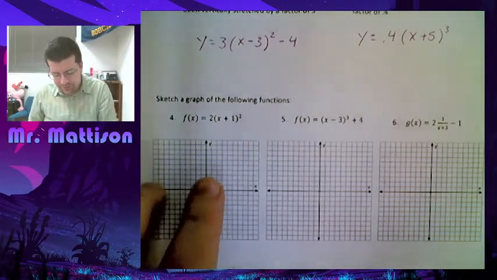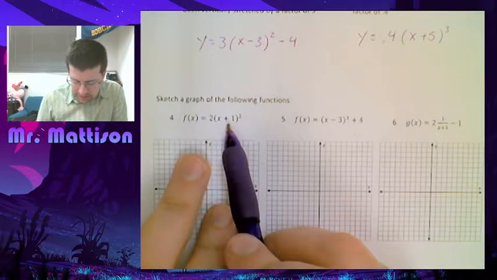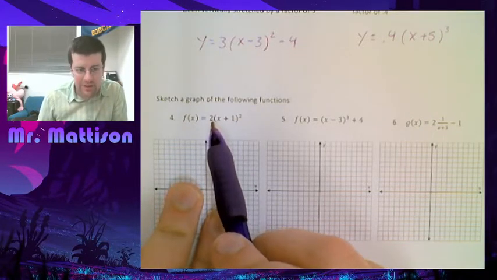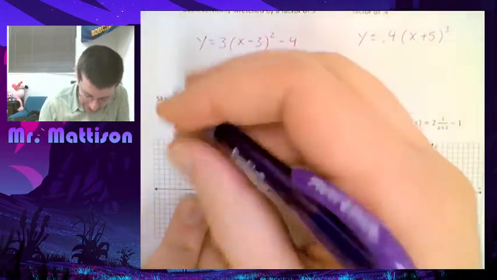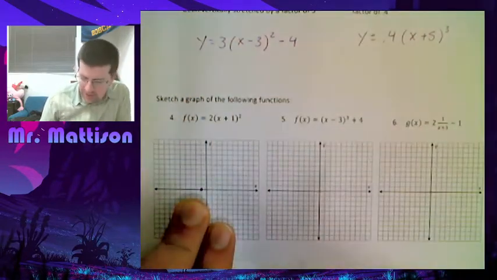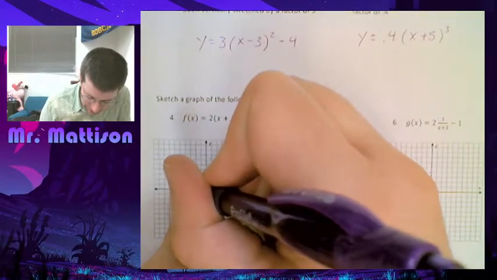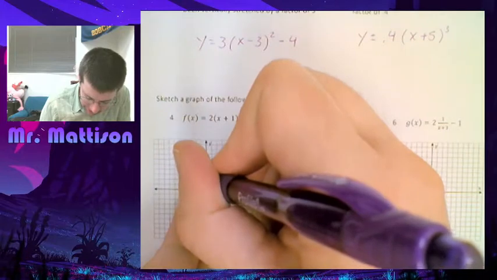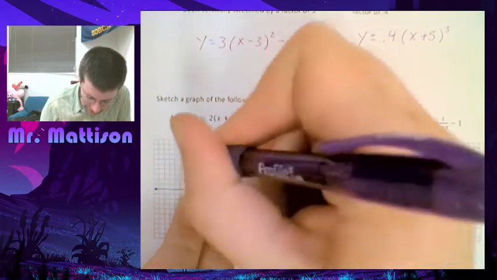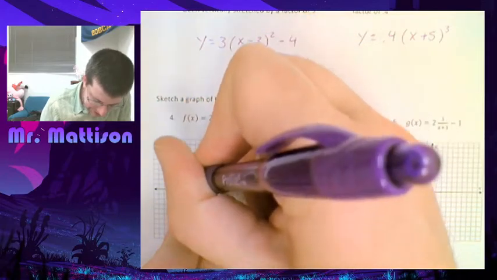So here, this is being shifted to the left 1. And then this 2 is going to make it vertically stretched by a factor of 2. So I'm actually going to be over here with a vertex at negative 1, 0. And that's where it would normally go over 1 and up 1 on both sides. It's going to go over 1 and up 2 because it's doubling, so it's going to be a little bit taller. And then I'll draw it like that.